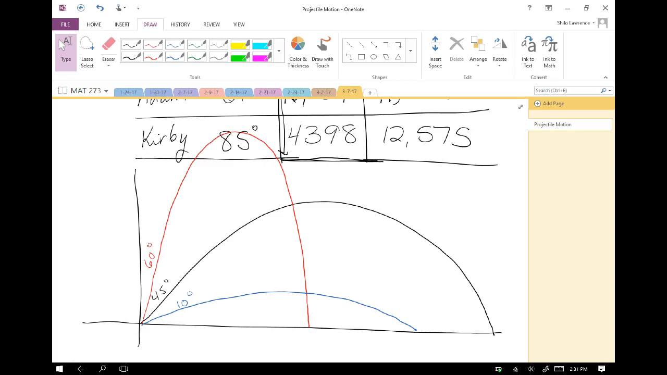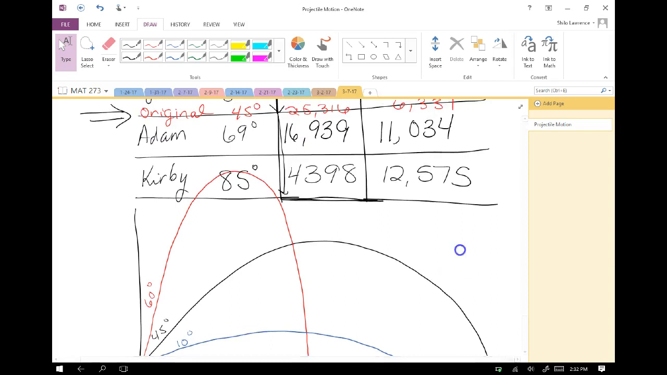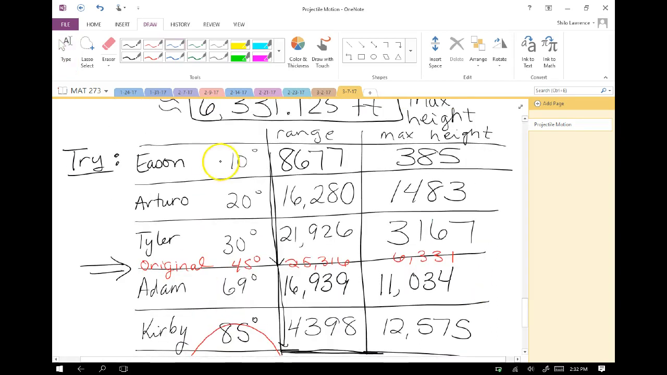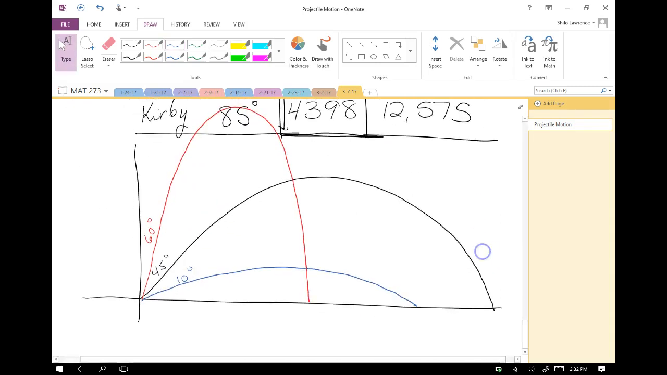Shouldn't 10's range be shorter than 60? Say it again? Shouldn't 10's range be shorter than 60? Yeah, probably. Let me see. Yeah, definitely way shorter. You got a baby curve, Ethan. Should probably be even shorter than that too.